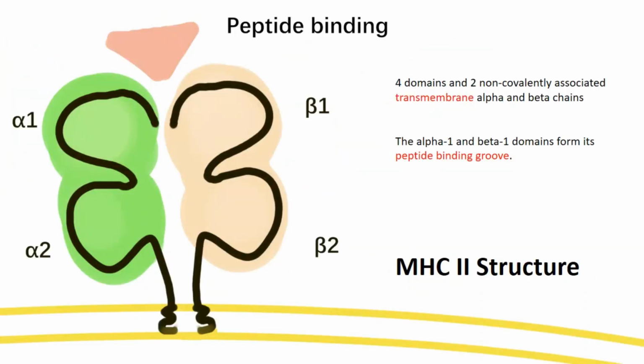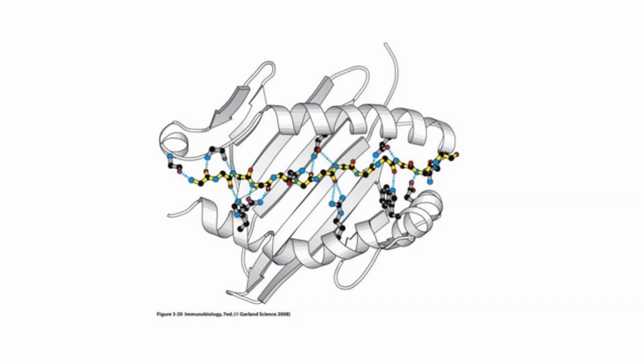MHC Class II is composed of 4 domains and 2 non-covalently associated alpha and beta chains, which both span the membrane. The alpha 1 and beta 1 domains form its peptide binding groove. This open groove is capable of binding a great variety of peptides anchored by the cleft, composed of polymorphic residues.